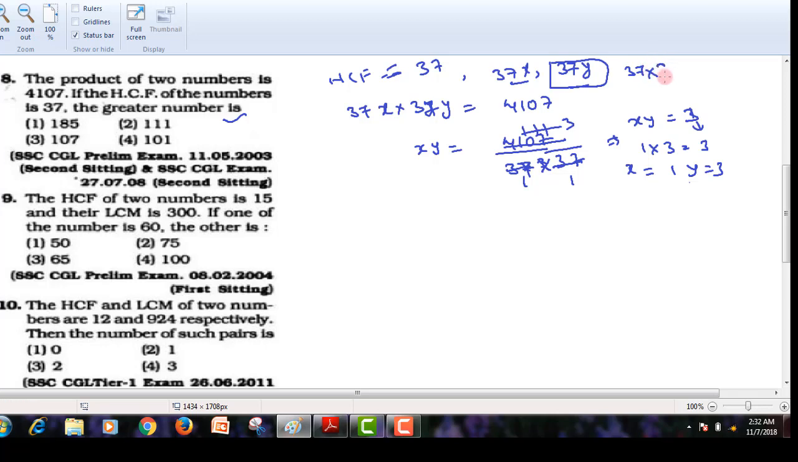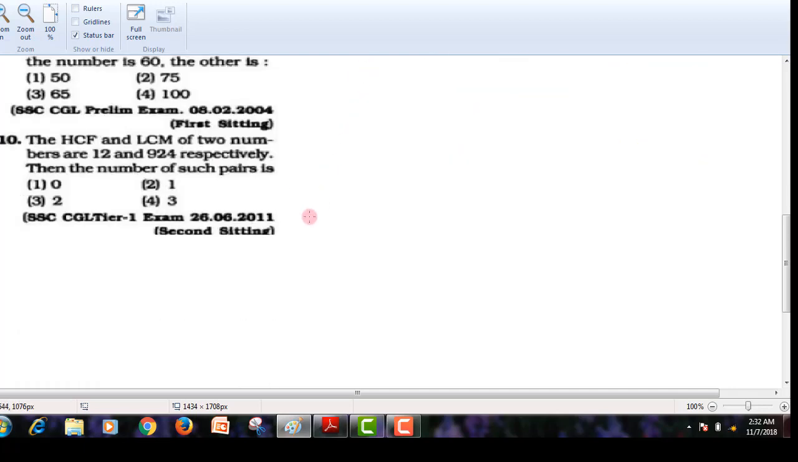So the second number will be 37 into 3. So you will get the answer as 111. So what is the greatest possible number that we got here? That is 111. Let us see the ninth problem.